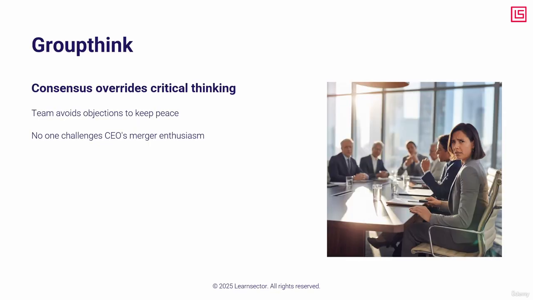Groupthink also plays a big role in strategic missteps. This happens when the desire for consensus in a group overrides critical thinking. Team members may avoid raising objections just to keep the peace. A leadership team might approve a questionable merger because no one wants to challenge the CEO's enthusiasm. Encouraging dissent and diversity of perspective can help counteract this bias.